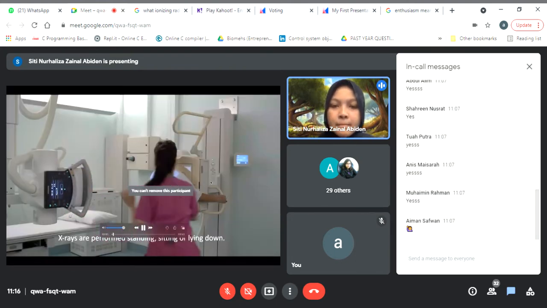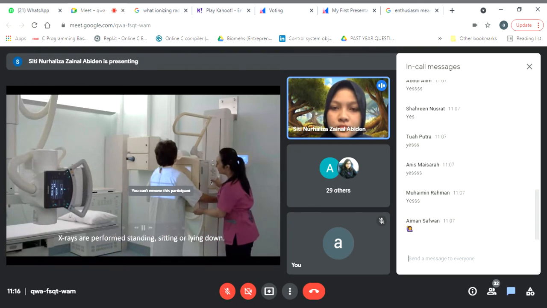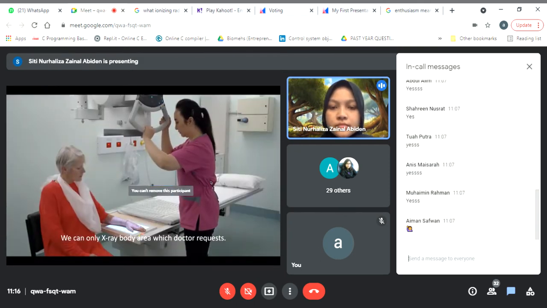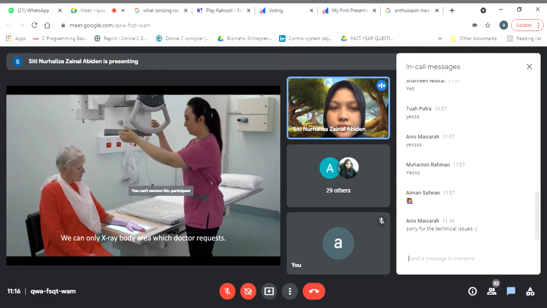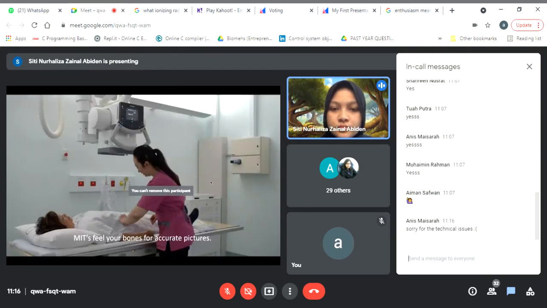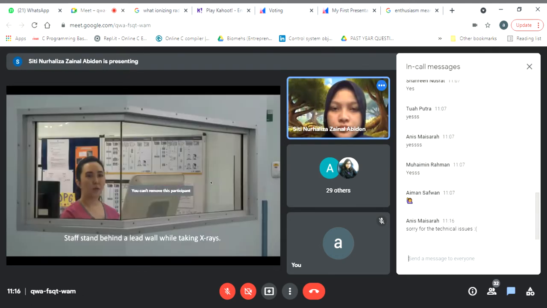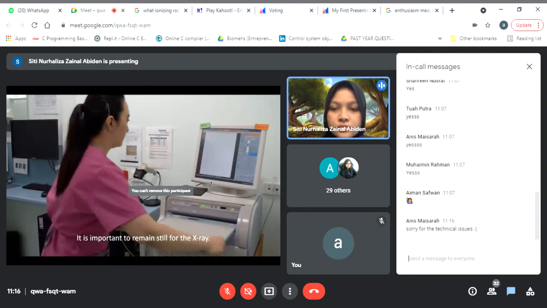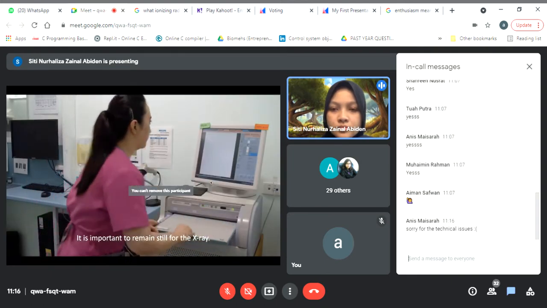In the X-ray room, the MIT will have you standing, sitting, or lying down. It is a legal requirement that we can only X-ray the part requested by your doctor. The MIT will feel for your bones to ensure that we are X-raying the right area. We will then go behind the lead wall to take the picture. The X-rays are invisible and you won't feel them. The machine will beep when we take the picture, and it is very important to keep very still so that we can get the best picture possible.